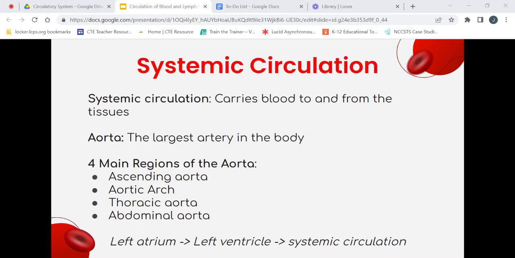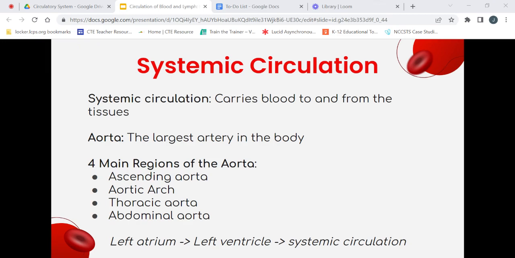So there are four main regions of the aorta, and there's a picture of this on the next slide. First, we have the ascending aorta, which is the first part of the aorta that travels upward. Next, we have the aortic arch, which curves from the ascending aorta and makes a U-turn. We have the thoracic aorta, which descends from the aortic arch, passing through the thorax.